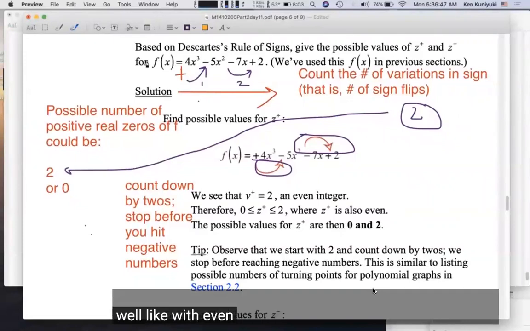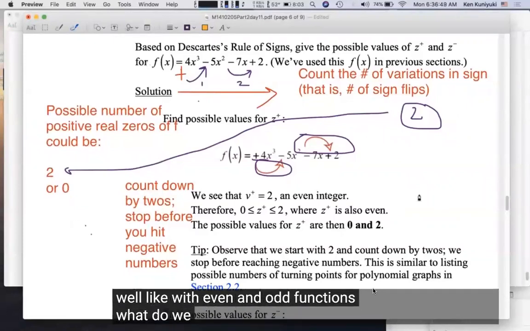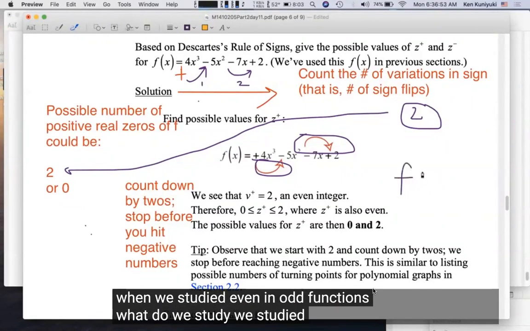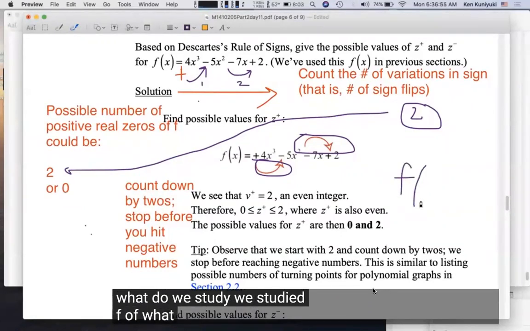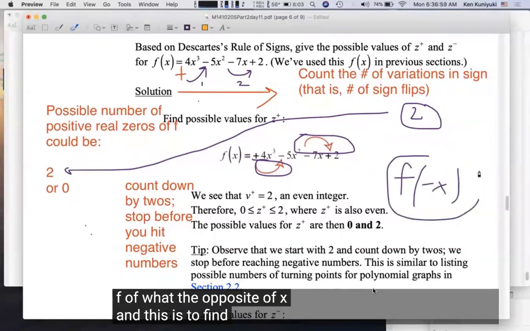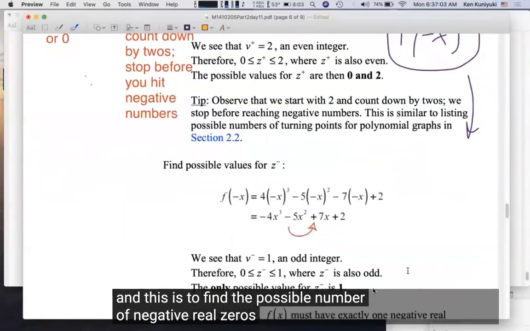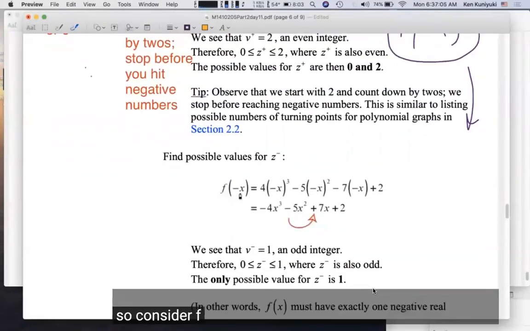Well, like with even and odd functions, what do we do? When we studied even and odd functions, what did we study? We studied f of what? The opposite of x. And this is to find the possible number of negative real zeros. So consider f of opposite x.